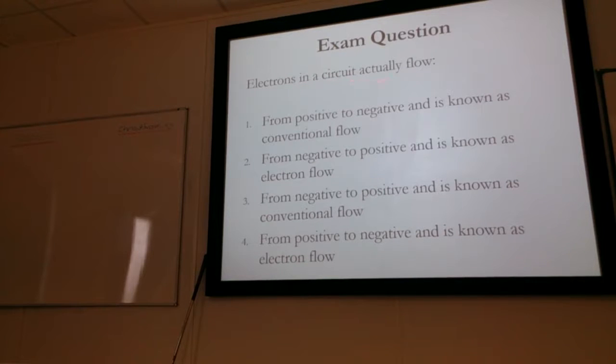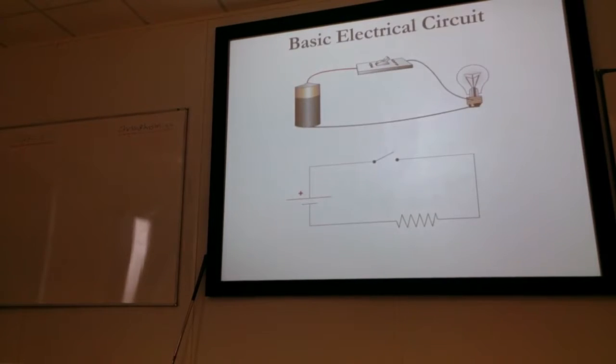Electrons in the circuit actually flow. Where do they actually flow then? Negative to positive, and we call it? Okay, so answer 2, yeah? Now let's get back to reality, the one we've been using for the last couple of hundred years. Seems to work perfectly well, and that is that it flows positive to negative.